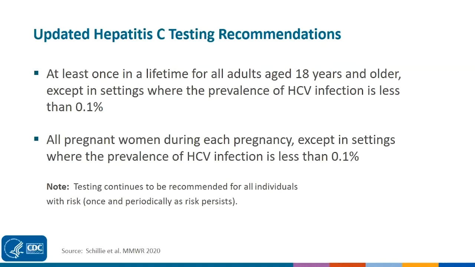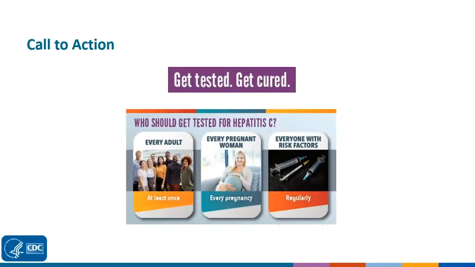And a slight note about the prevalence threshold. As I mentioned earlier, NHANES estimates that the prevalence of hepatitis C among the US adult population is currently at 1%, which is 10 times above the prevalence threshold. The prevalence threshold was implemented in the context of cost effectiveness data, recognizing that hepatitis C is a curable disease. When we get to the point where the setting prevalence is less than 0.1%, these recommendations may need to be updated as well. Next. These testing recommendations represent a call to action: get tested and get cured. Next slide.